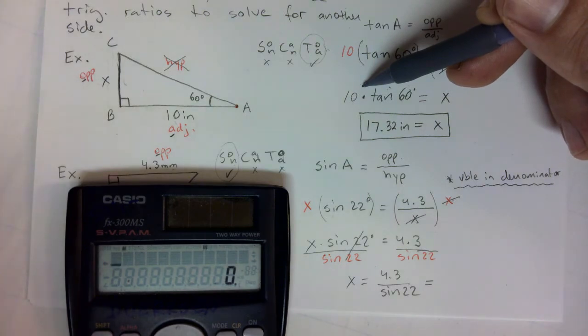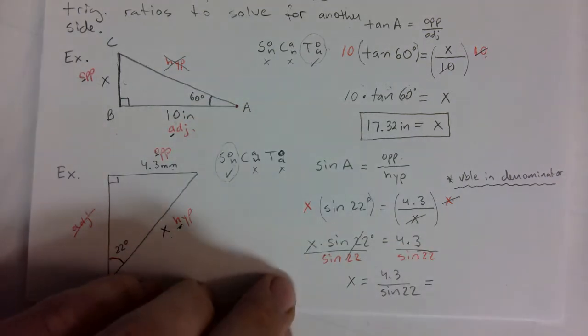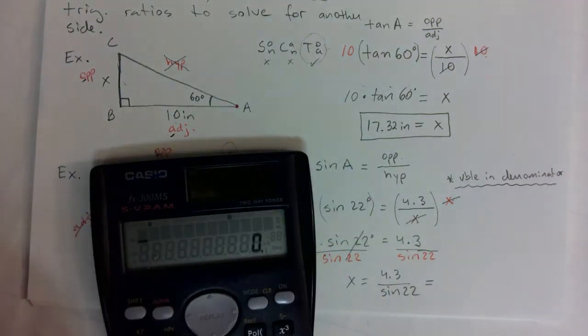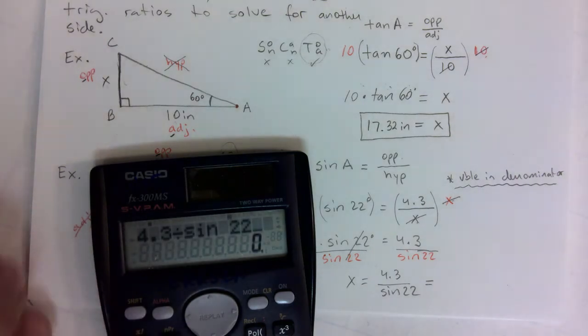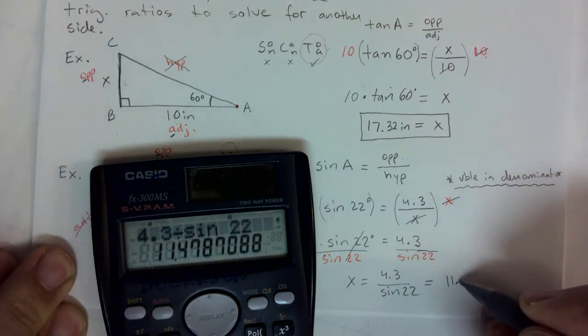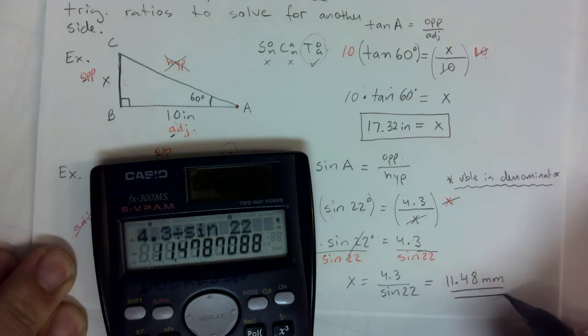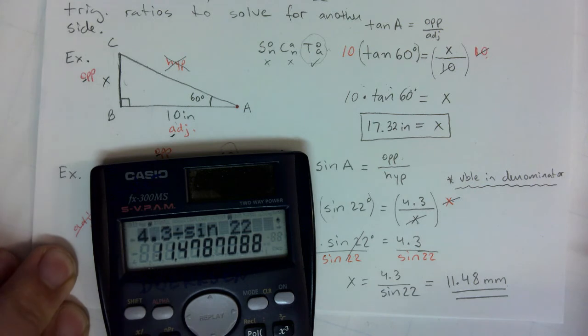Okay? That's how you have to do it if you don't have one of these calculators that shows you what you're typing in. In this case, again, I'm going to go 4.3 divided by sine of 22, just like that. 4.3 divided by sine of 22, and that is 11.48. And we are in millimeters. Remember, you're solving for a side length. You're not solving for an angle. How do I know the difference, Mr. Erickson? Well, if you're trying to solve for an angle, you're going to have to use the inverse. That's what we did yesterday, okay?